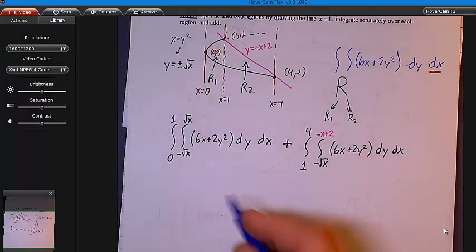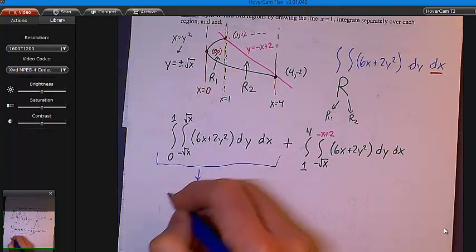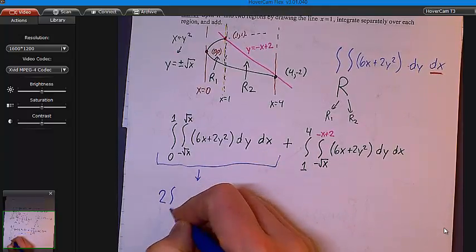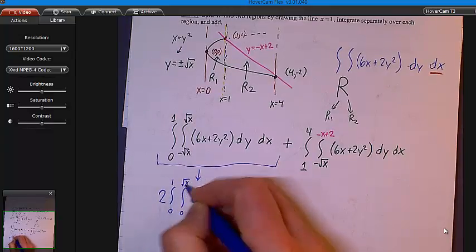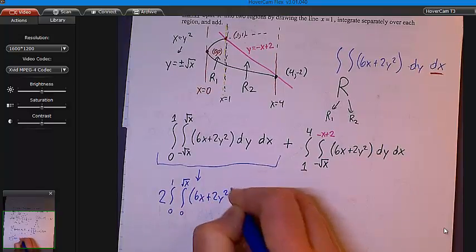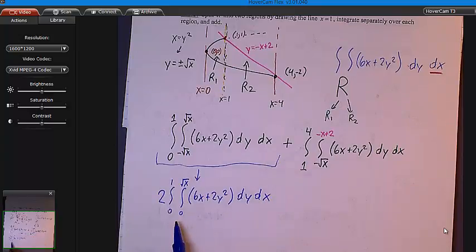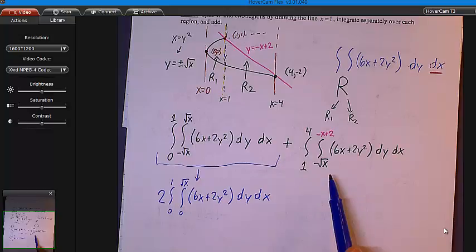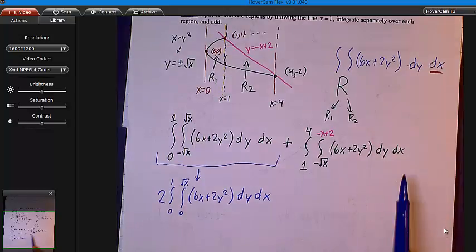So what Ryan did with this integral was he said, okay, this is going to be 2 times the integral from 0 to 1, the integral from 0 to square root of x, 6x plus 2y squared dy dx. That's kind of a nice shortcut because now you get zeros down here. Okay? But it definitely won't work here, right? We don't have that kind of symmetry. The second integral, you're just going to have to work it out like we did on the front.